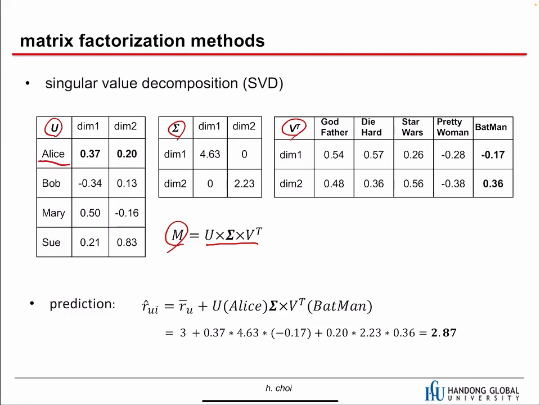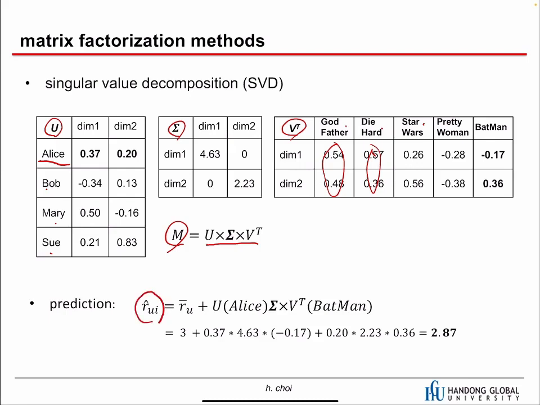Then Alice can be represented in two-dimensional space, and Bob and Mary and Sue, they will be in the two-dimensional space. And the Godfather and Die Hard and Star Wars, they are in the two-dimensional space. This is the vector and vector and vector, etc. Then how can we use this latent space to predict the label, to predict the rate?